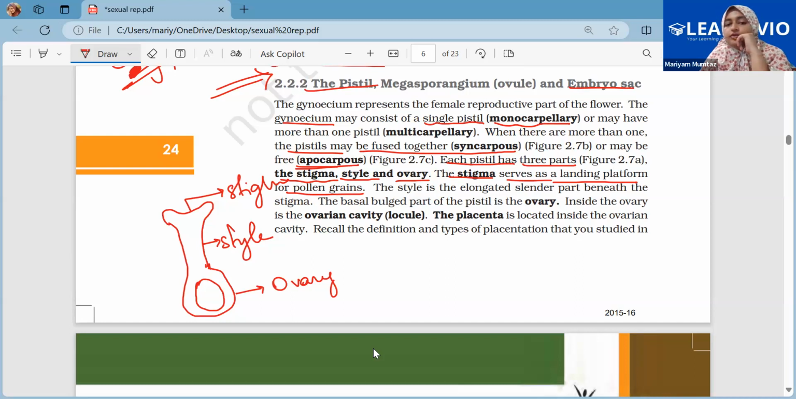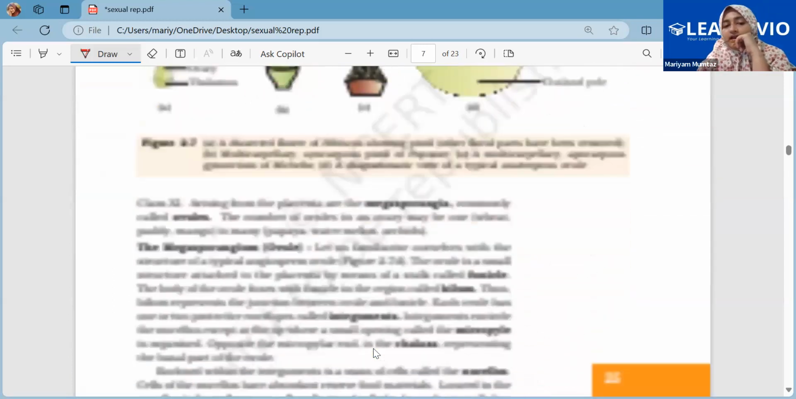Yes. So talking about the stigma, it is the landing portion for the pollen grains. After the pollen grains are released in the air, they come and land onto the stigma. Talking about the style, it is the elongated, slender, meaning thin portion right beneath the stigma. The basal bulged part of the pistil is the ovary. Inside the ovary, there is the ovarian locule or ovarian cavity. The placenta is located inside the ovarian cavity. And then there is the ovule present right inside.